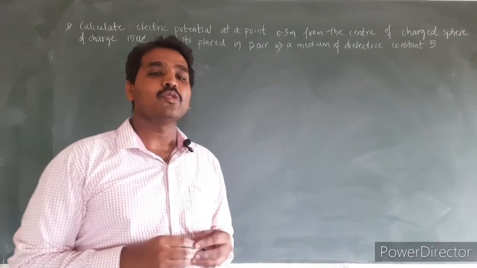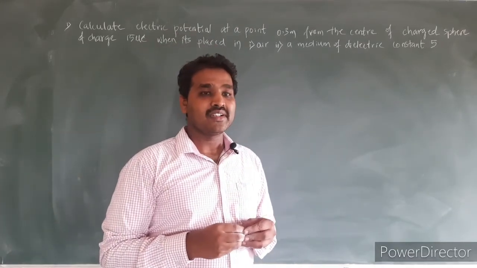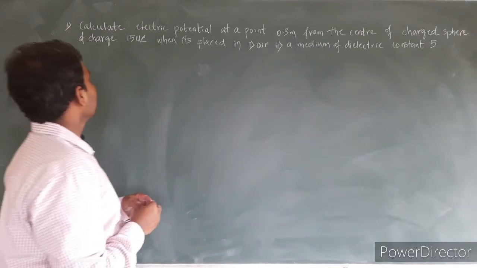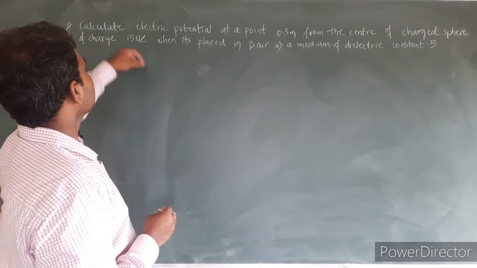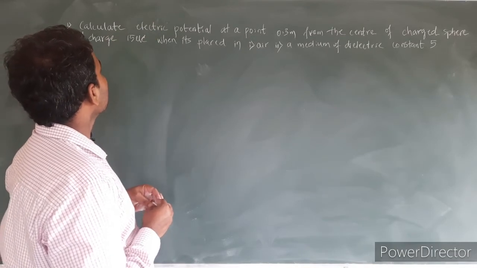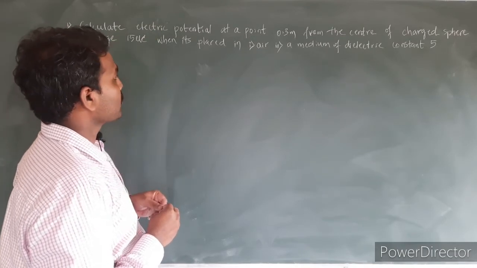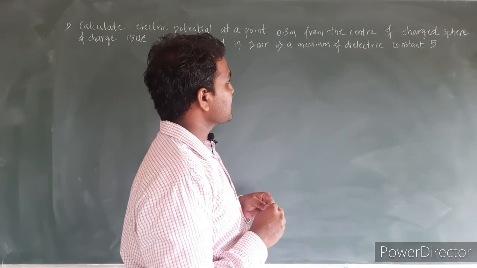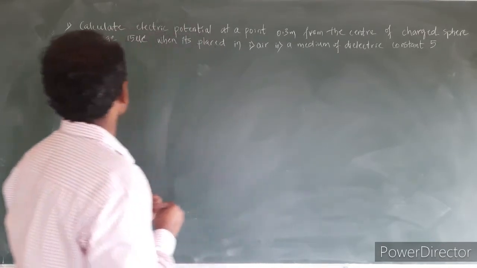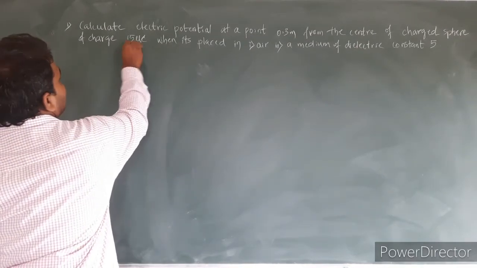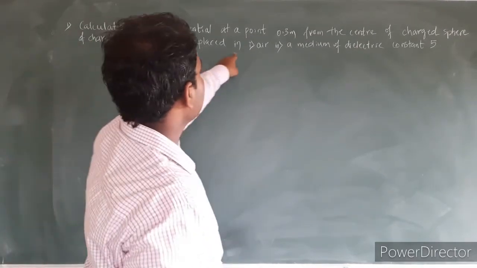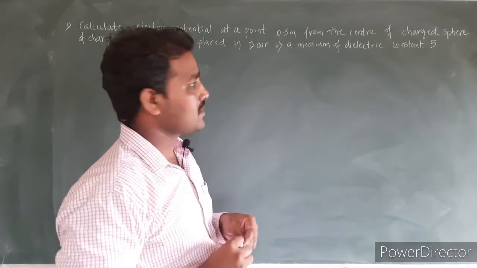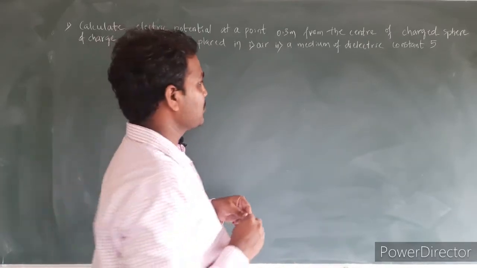Let us solve the numerical problems of this chapter. Let me begin with a simple problem here. Let us look at the problem. We are asked to calculate the electric potential at a point 0.3 meter from the center of a charged sphere of charge 15 microcoulomb when it is placed in air and in a medium of dielectric constant 5. Very simple problem they have given.